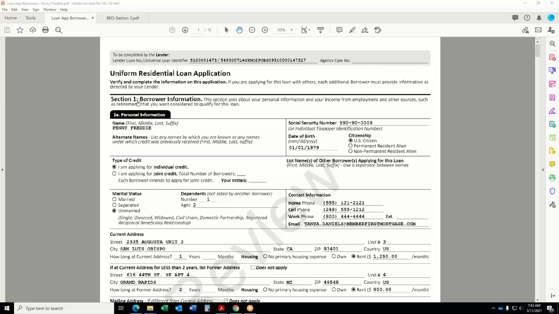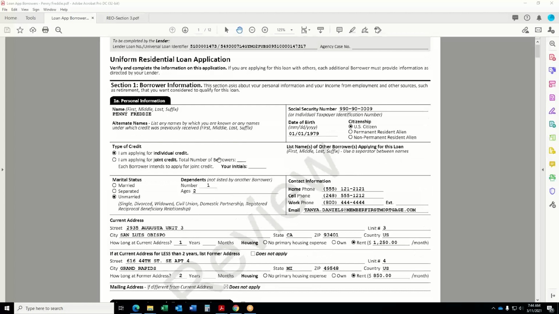Jumping right into section 1 is the borrower information. As you will see, it collects all the borrower's data up front, such as name, social security number, and date of birth. You will notice here that the citizenship is collected right within this section as it's been removed from the declarations questions. The borrower will indicate what type of credit they've applied for, joint or individual.